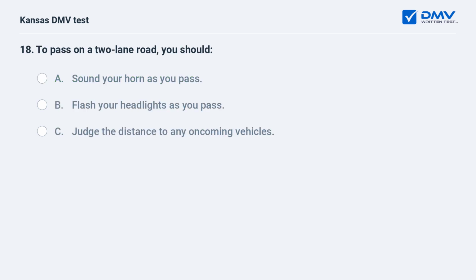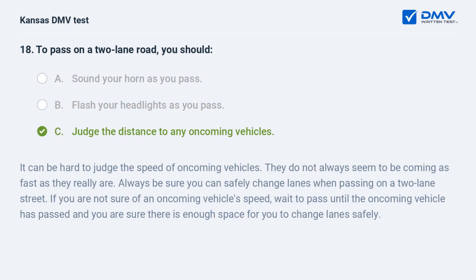To pass on a two-lane road, you should: A. Sound your horn as you pass. B. Flash your headlights as you pass. C. Judge the distance to any oncoming vehicles. It can be hard to judge the speed of oncoming vehicles. They do not always seem to be coming as fast as they really are. Always be sure you can safely change lanes when passing on a two-lane street. If you are not sure of an oncoming vehicle's speed, wait to pass until the oncoming vehicle has passed and you are sure there is enough space for you to change lanes safely.